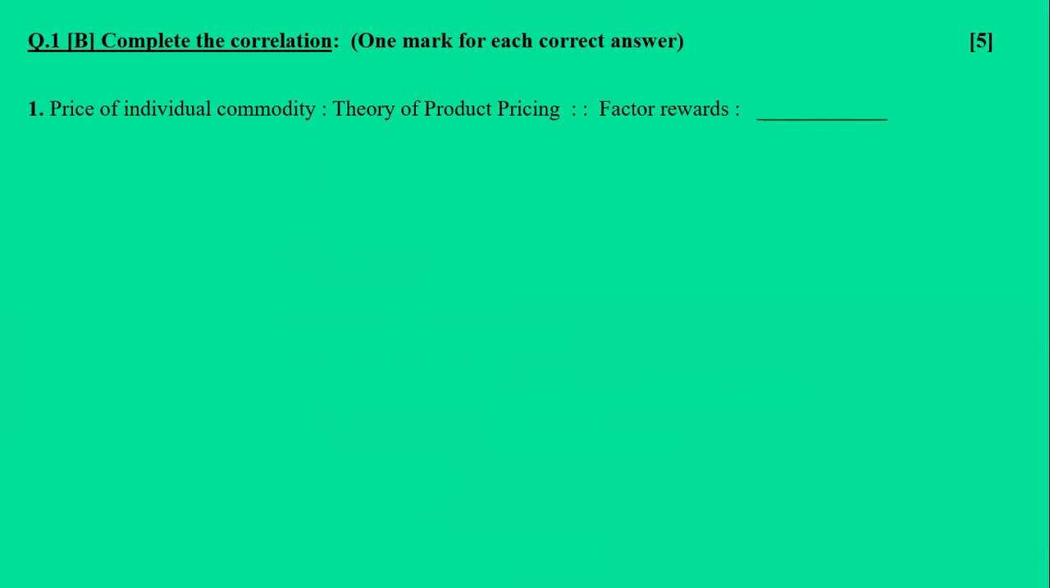Now, the factor rewards are determined in where? Theory of factor pricing. That the microeconomics helps in determining the factor rewards for land, labor, capital, and entrepreneur in the form of rent, wages, interest, and profit, respectively. So the perfect answer is theory of factor pricing. So write the answer in this way only.